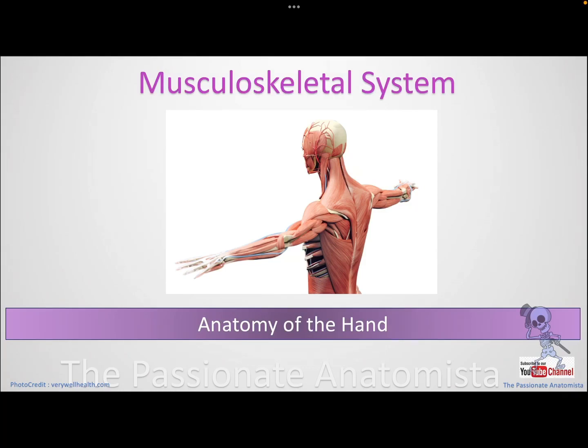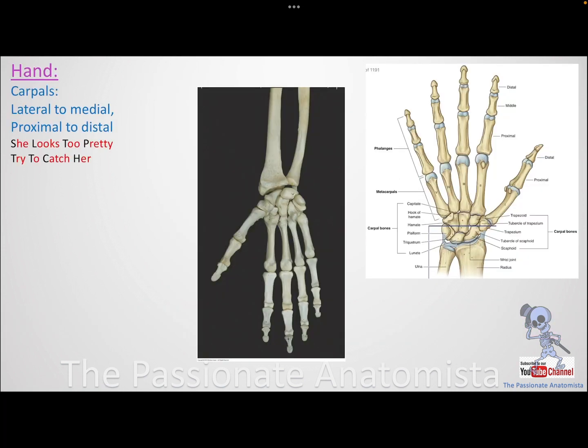In this video, we're gonna talk about the anatomy of the hand. Now, starting to talk about the hand, we need to talk about the bones, and then the joints, and then the muscles, and then the spaces, and then any clinical notes.